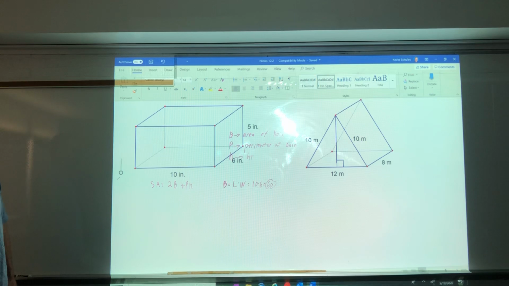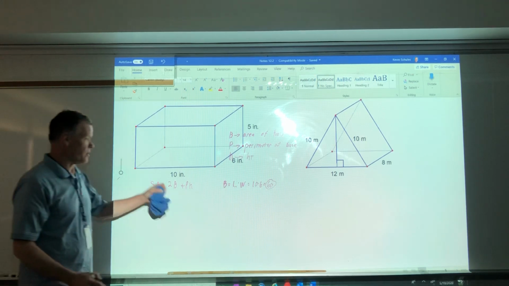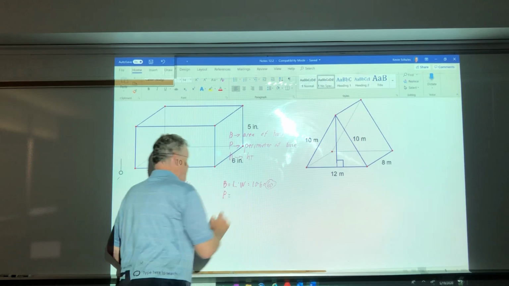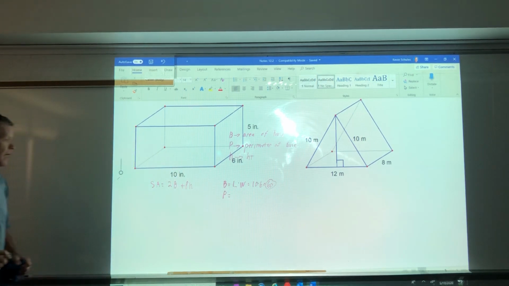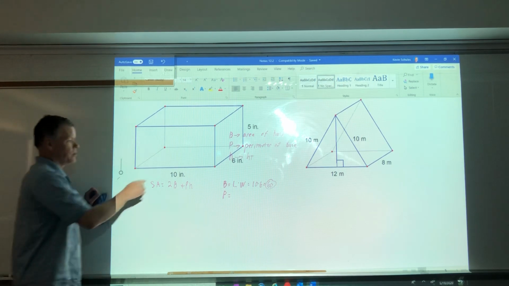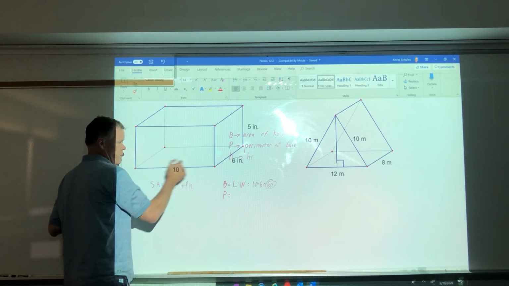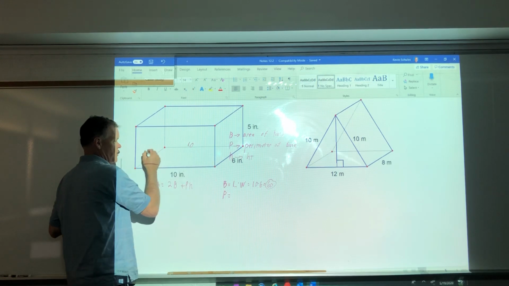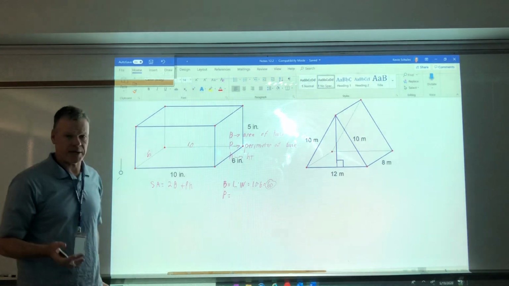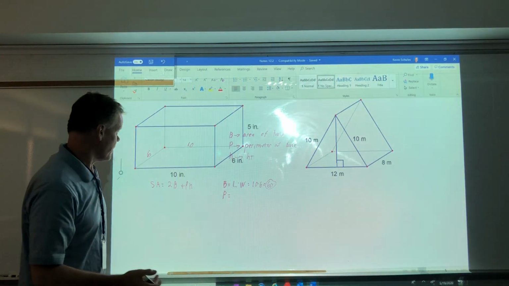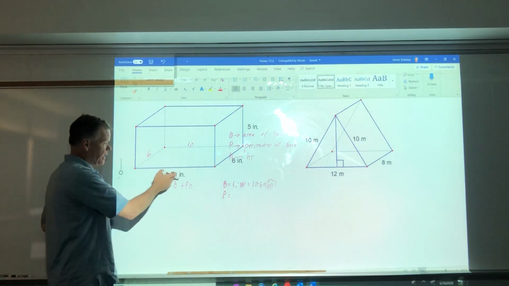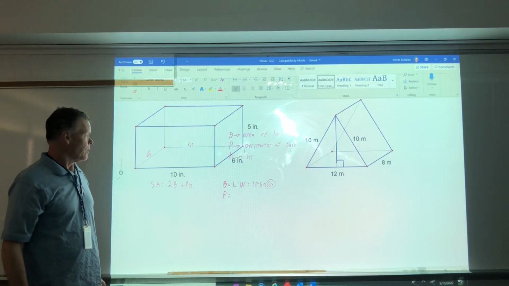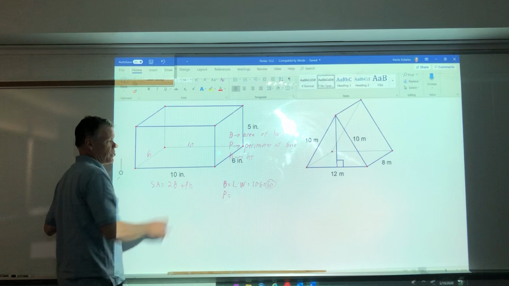Now the next thing we have to find is our perimeter of the base. That's our P in the formula. Our perimeter of the base is just going to be all these sides added together. Well, we know if this is 10, this is going to be 10. If this is 6, this is 6. Perimeter is usually 2 times the length plus 2 times the width. So if we did that, 2 times the length is 2 times 10, 20, plus 2 times the width, 2 times 6 would be 12.